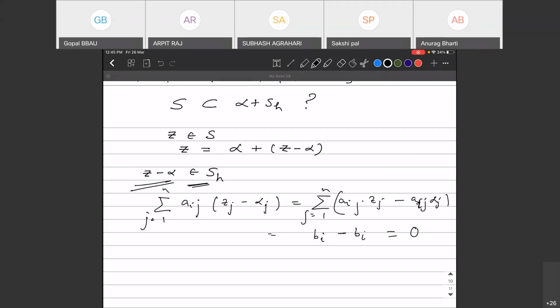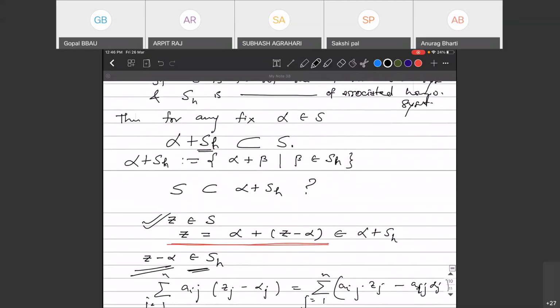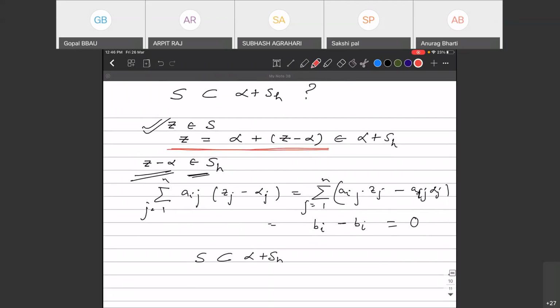So from this part, what we infer is that this z belongs to alpha plus SH, okay? And this z was arbitrarily chosen, therefore S is a subset of alpha plus SH. And you have already proven at this place that alpha plus SH is a subset of S. This implies S equals alpha plus SH. Correct?